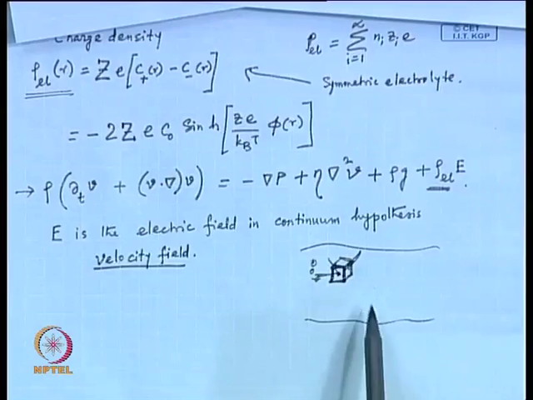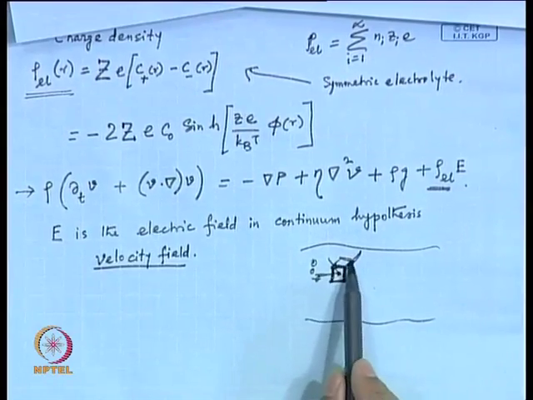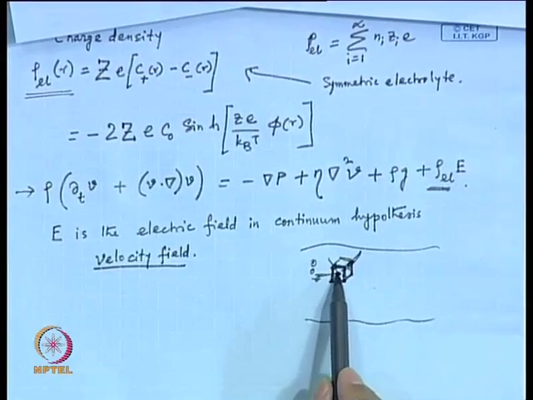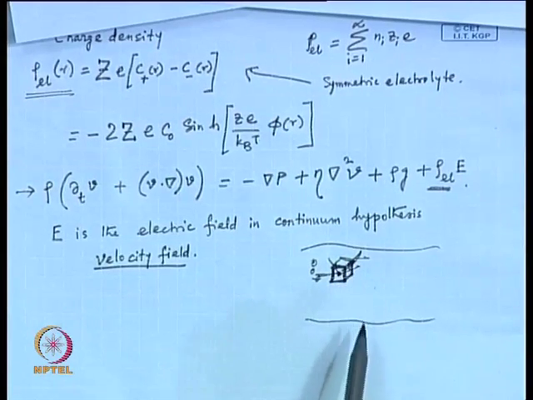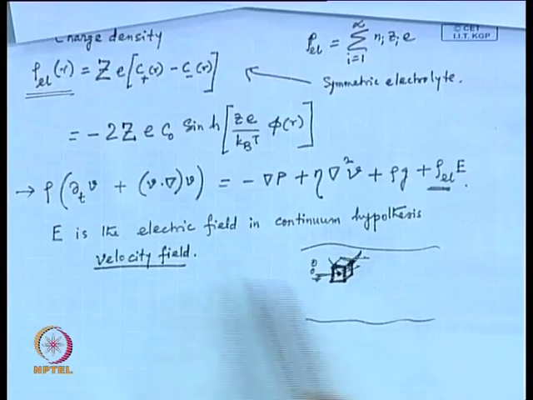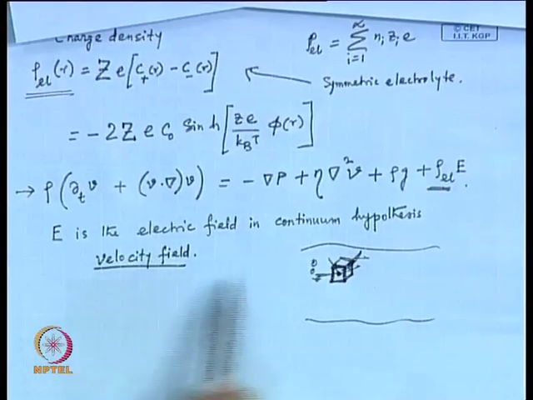So, when you make this continuum hypothesis, you are assuming that you have a probe volume with a velocity here, you have another similar volume, and the change in velocity from this to this is continuous. Similarly, you have E, which is the electric field in the continuum hypothesis.